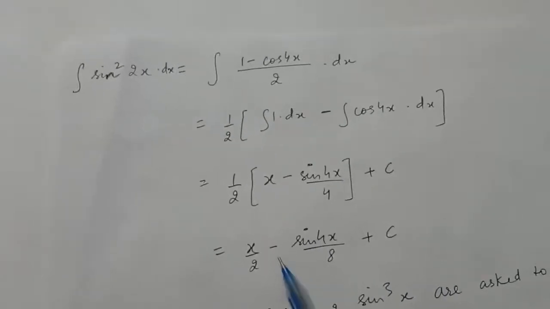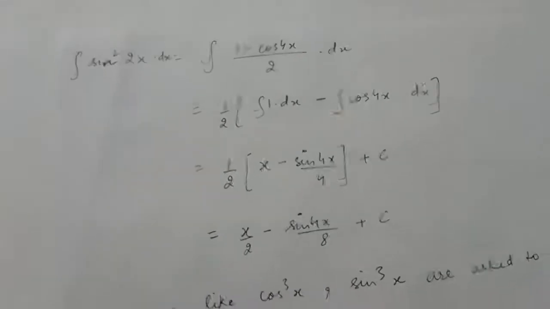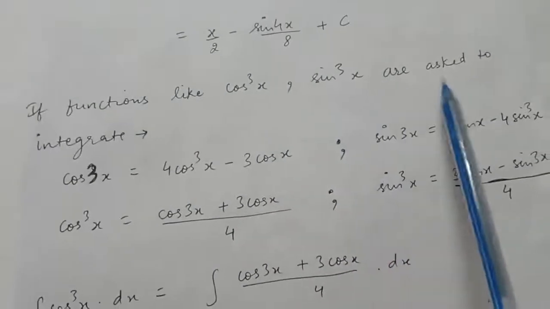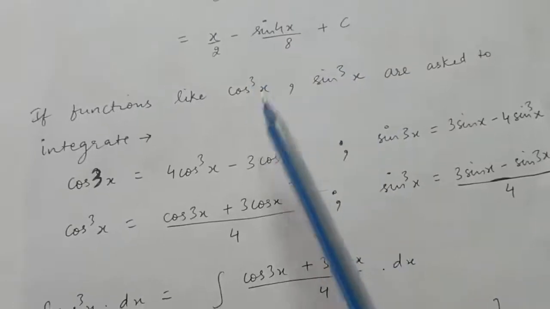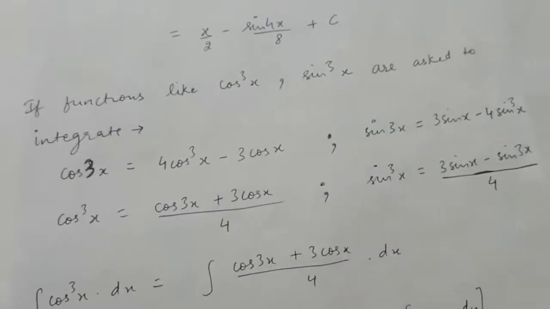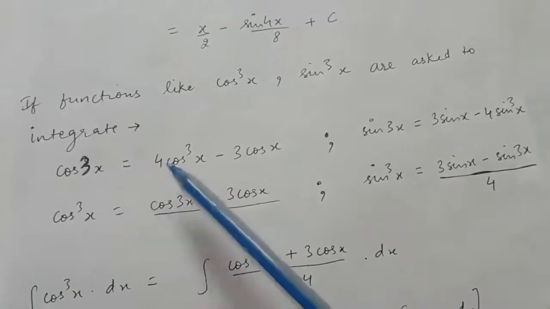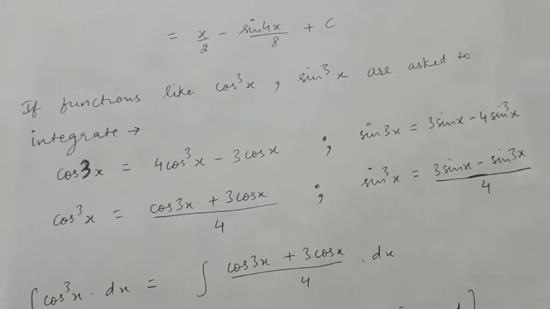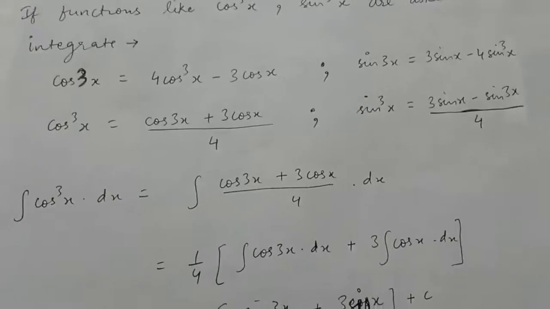Now these are the questions in which the power of cos x and sin x is 2. Now if functions like cos cube x, sin cube x are asked to integrate, that is the power of cos or sin is 3, then there are two ways to solve these types of functions. First is, you know the value of cos 3x, which is 4 cos cube x minus 3 cos x. So cos cube x will be cos 3x plus 3 cos x upon 4.